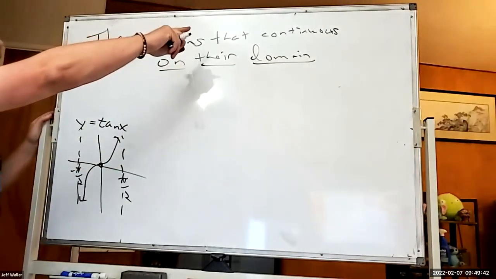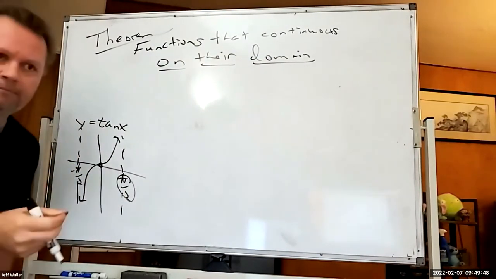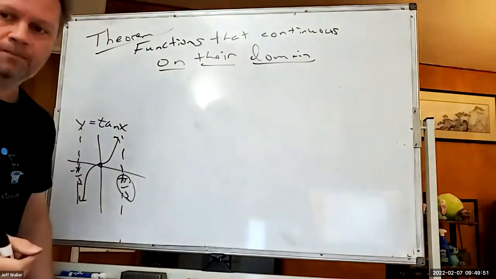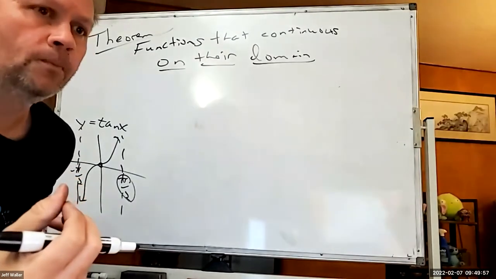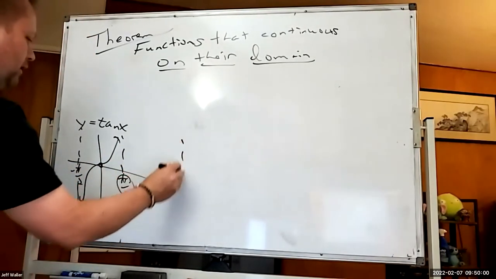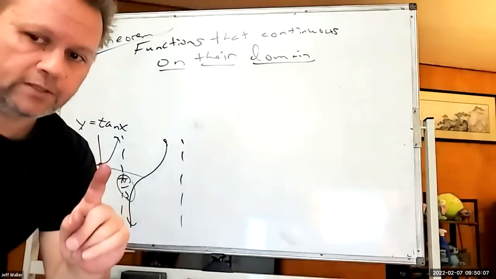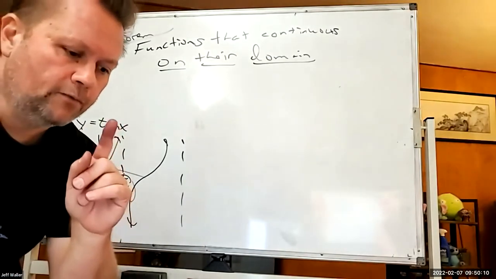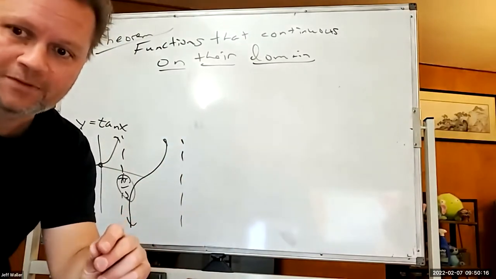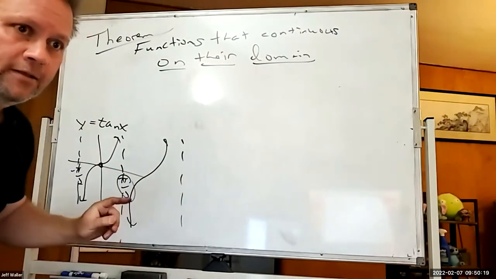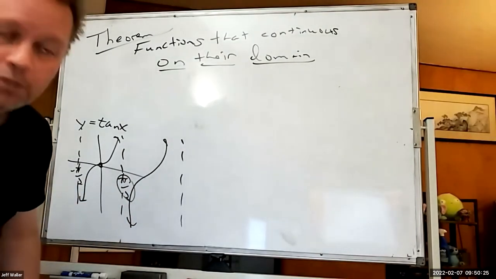So on their domain. Is pi over two in tangent's domain? Yes. What does it mean to be in somebody's domain? Specifically, a value for the input cannot be in the domain if it has no output. So with that idea, let me ask again. Are these asymptotes locations of things that are in the domain of tangent? No, because they don't have an output.